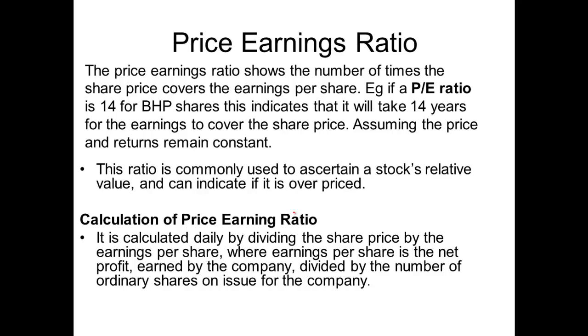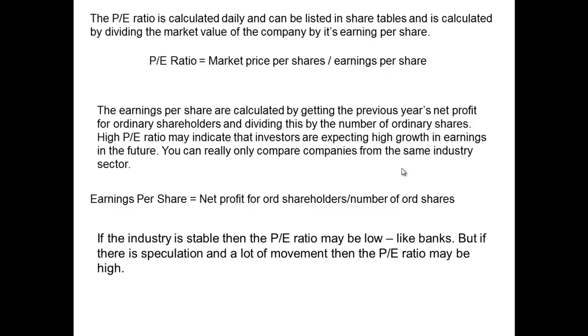There are a couple of other things attached to that as well. Basically you divide the share price by the earnings per share, and the earnings per share is worked out by how much money they make divided by the number of ordinary shares they have. So it's worked out by market price per share divided by your earnings per share. And if you want to work out your earnings per share, you get your net profit for the ordinary shares divided by the number of ordinary shares. Now this all sounds a bit gobbledygookish, but we'll work out how it goes.